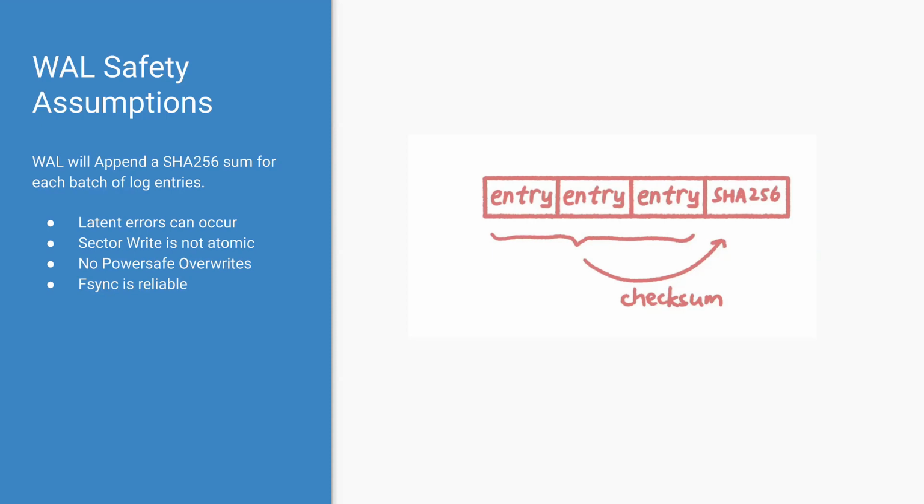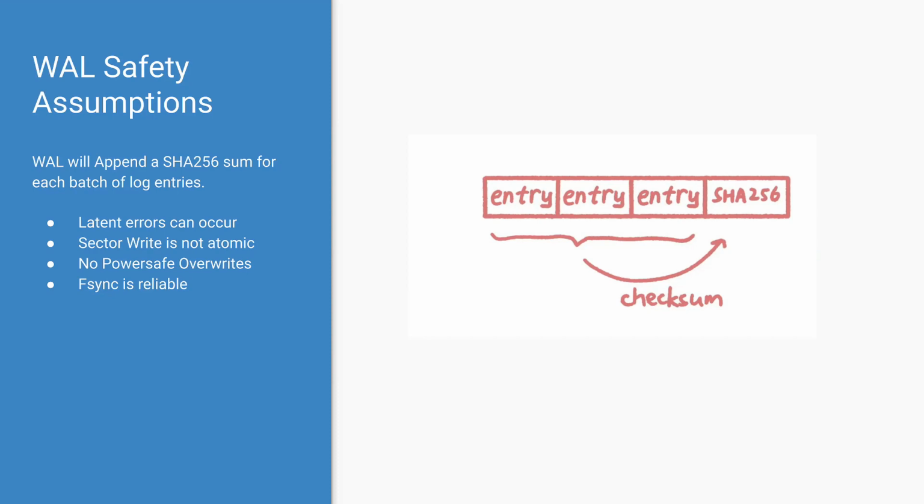First, we assume that latent errors can occur. A latent error refers to silent corruptions in the storage devices or file systems. Additionally, we do not assume that a sector write is atomic or that power-safe-append writes are guaranteed. And power-safe-append writes means a write could not damage data outside the intended range.